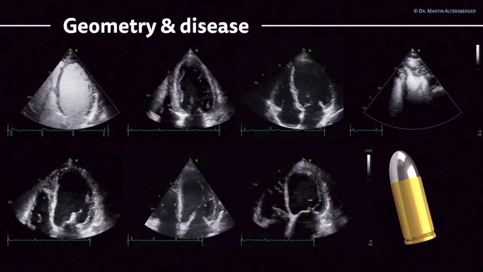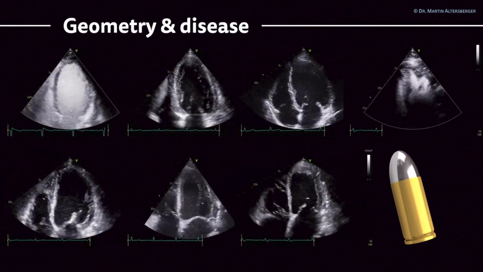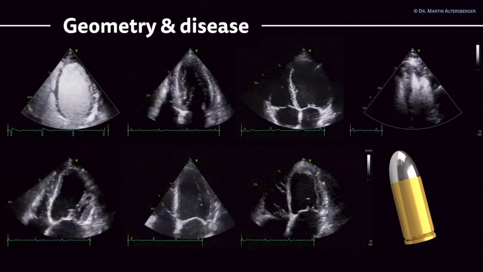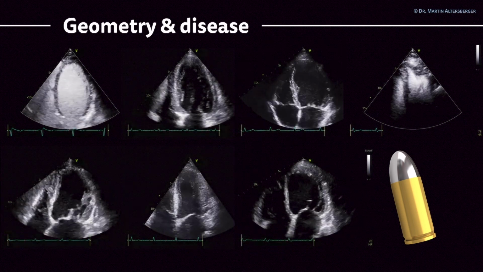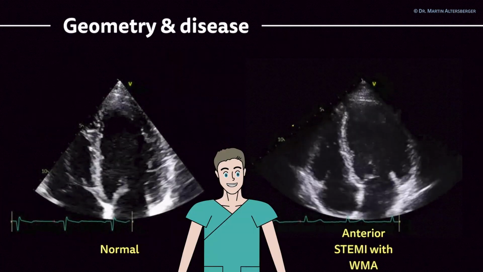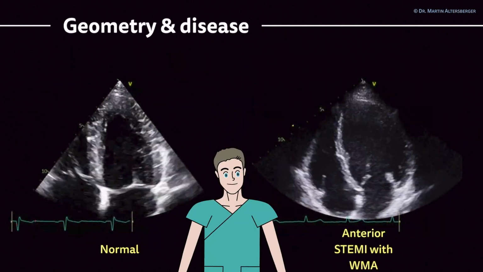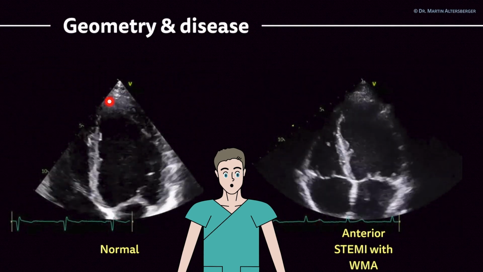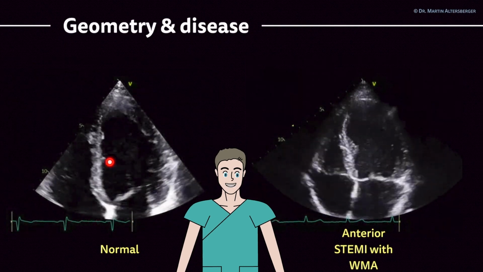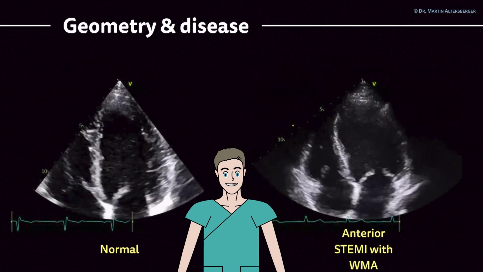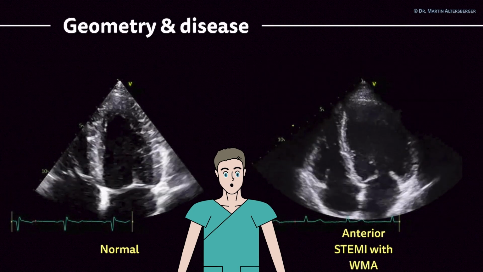The geometry already can give you a lot of hints towards which pathology might be present. Here you have several examples of pathologies, and we will discuss all of them one after the other. On the left hand side, that's the normal left ventricle we have seen. We have the focused left ventricular view and the good contractility of the left ventricle. And on the right hand side, we do see a pathological finding.